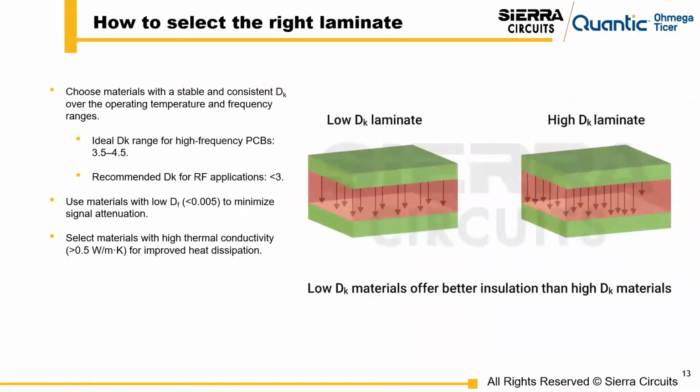Some design guide pointers. When selecting the materials for high frequency and RF applications, you obviously want to choose materials with stable dielectric constants. And for high frequency circuit boards, you want to use materials with a dielectric constant between 3.5 and 4.5. And you want to choose materials with low dissipation factors, preferably below 0.005, to help with your signal loss.